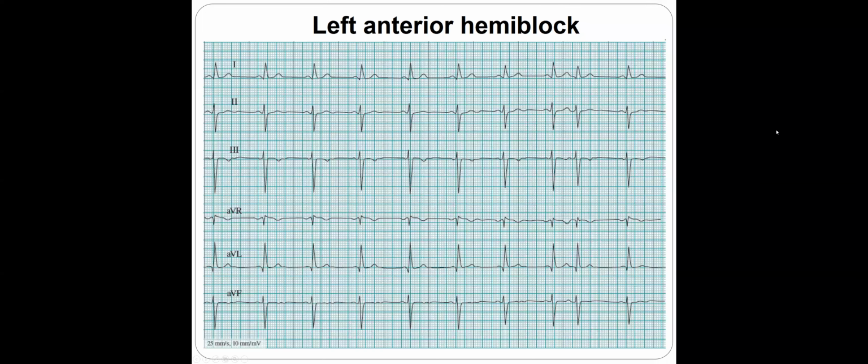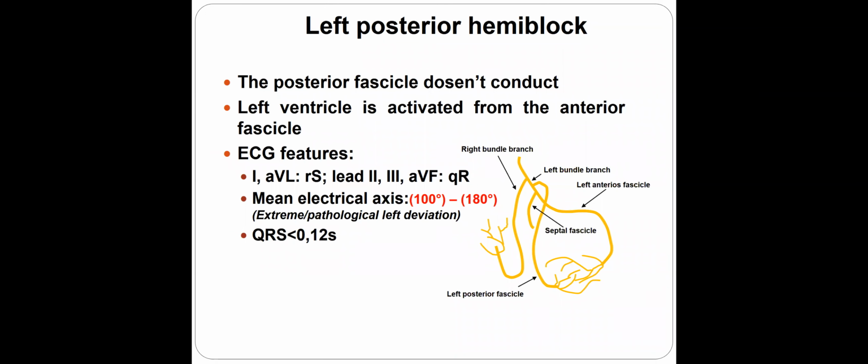So, looking at this graph, what can we see here? Well, most of it is not rhythmic. That's a premature beat, as you see here. But let's see the axis. Lead 1 is positive, aVF is negative, lead 2 is negative. That's an extreme left deviation. So that's a left anterior hemi block. Great. What about the posterior hemi block?